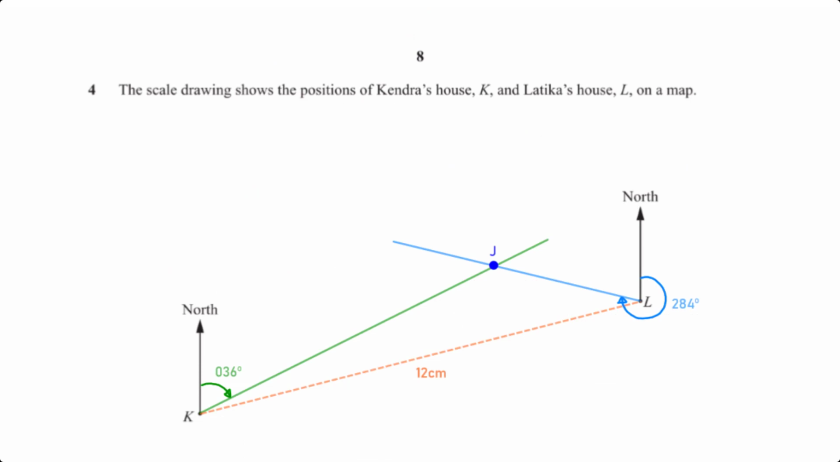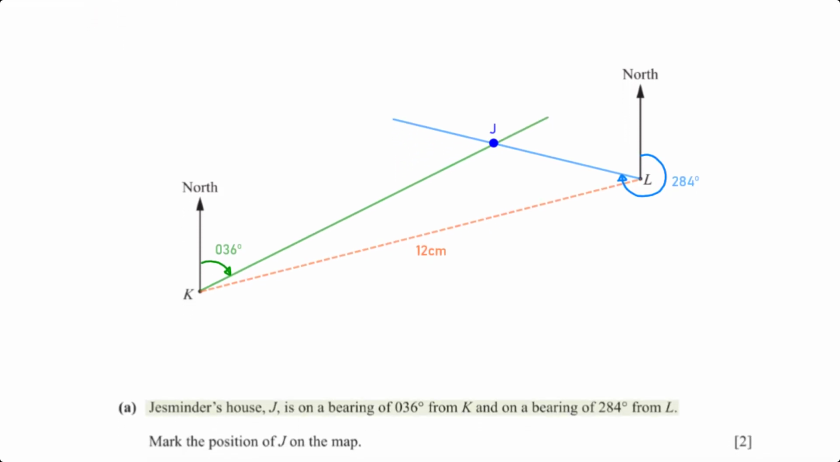The scale drawing shows the positions of Kendra's house, K, and Latike's house, L, on a map. Jasminder's house, J, is on a bearing of 36 degrees from K and on a bearing of 284 degrees from L. Mark the position of J on the map.